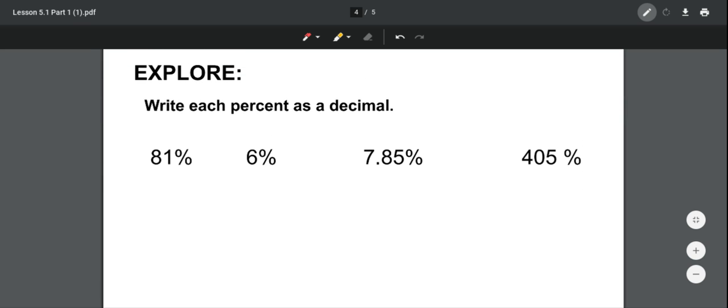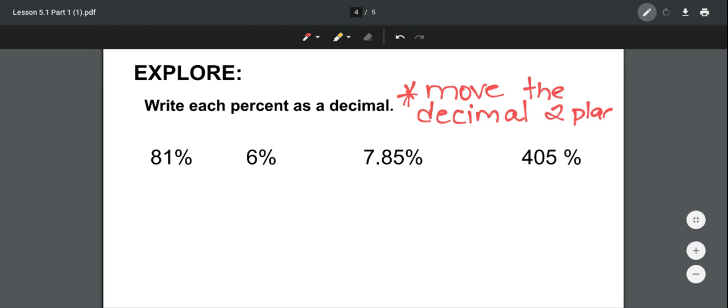Now next, in order to write a percent as a decimal, we would just reverse the order of our steps in the previous slide. So when you have a percent that you want to change into a decimal, we would be dividing by 100, or the shortcut is to move the decimal 2 places left. Again, we would move the decimal 2 places to the left.